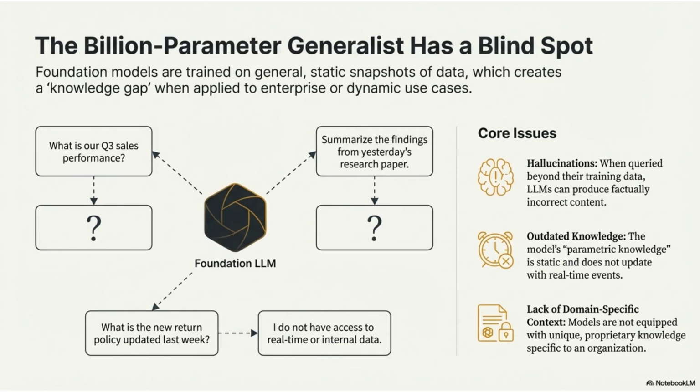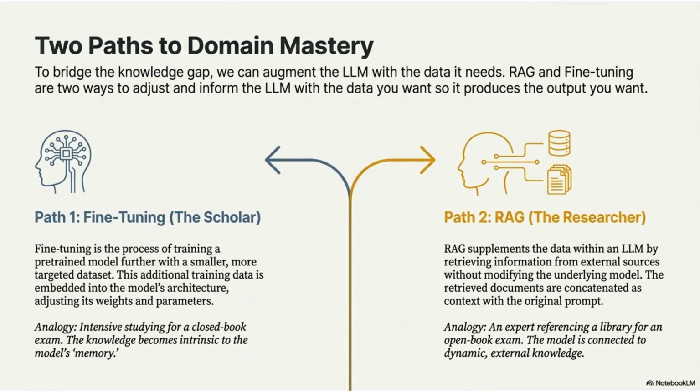They are trained on general, static data, creating a knowledge gap in enterprise or dynamic use cases. Core issues include factual errors, outdated knowledge, and a lack of domain-specific context. To bridge this gap, we have two paths to domain mastery. Fine-tuning, or the scholar, embeds knowledge into the model's architecture. RAG, or the researcher, supplements the LLM by retrieving information from external dynamic sources without modifying the core model.